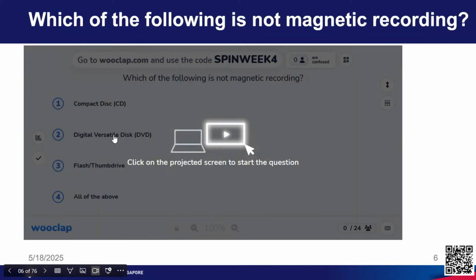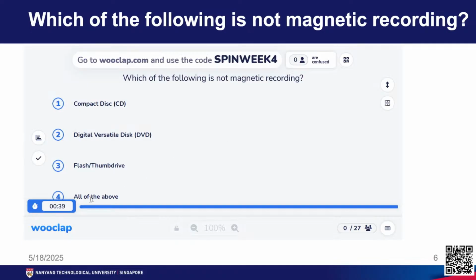Okay. That brings us to the book lab part. Yeah, please scan. Okay, let us move on to the first question.